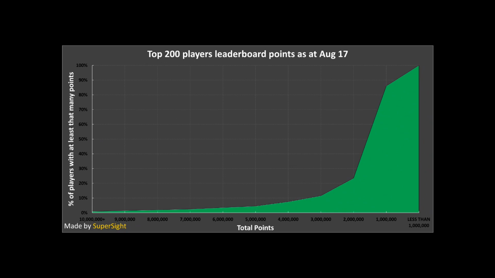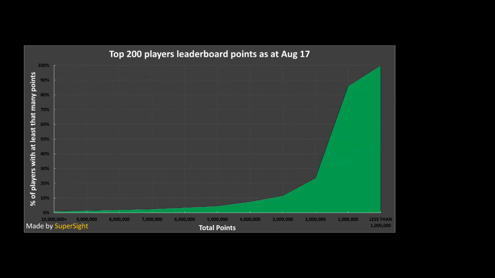And then, for example, how many have at least 1,000,000 leaderboard points? Only about, for example, 85%. And then, for example, the amount that have at least 2,000,000 drops to about 23%, and how many have 3,000,000 or above drops to about 10%, 4,000,000 or above drops to about 8%, and all the way down to just 1% having 10,000,000 plus. Only 2 players have that. Okay, so moving on to the next one.